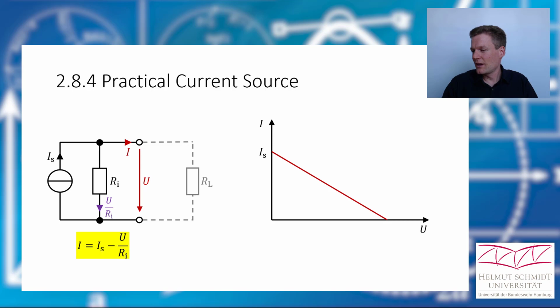And in the end, at that point, the current is zero. Zero current means that nothing is connected to the clamps, and therefore all the short circuit current flows through the inner resistor, and that produces a voltage drop of Is times Ri.